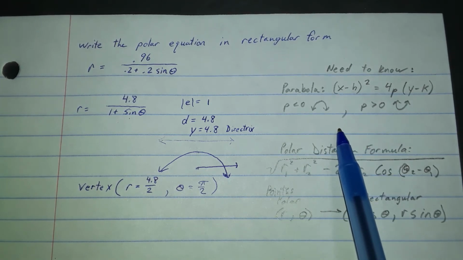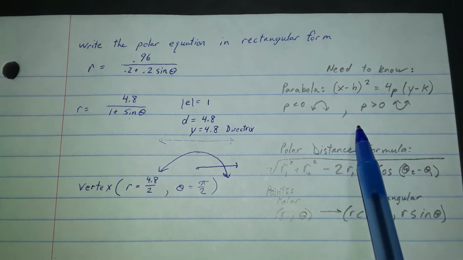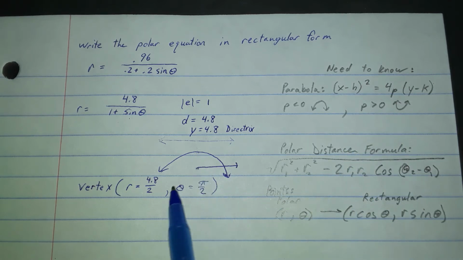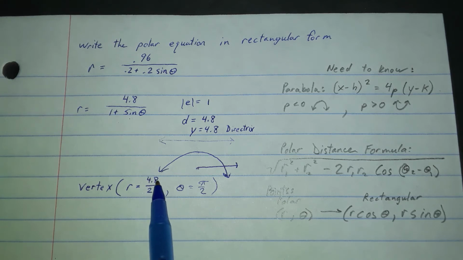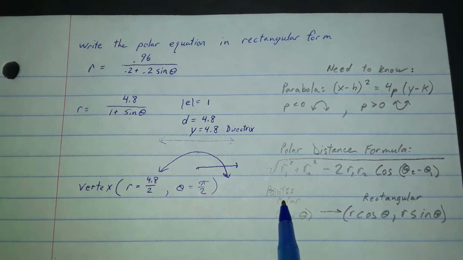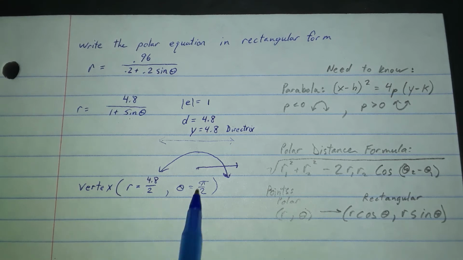The p-value is the distance between the focus and the vertex, which we already found to be 2.4 here when we divide this out. And then down here I have my conversion from polar points to rectangular points. If we have an r and a theta here in polar form, then we can plug it into this and simplify to get our rectangular point. So that's the next step that we're going to do, is we're going to switch this point into a rectangular point.